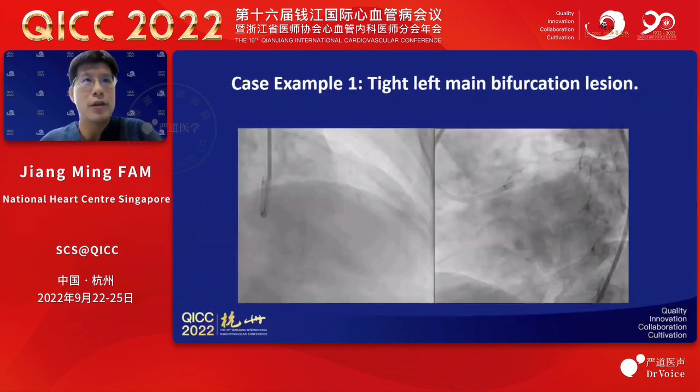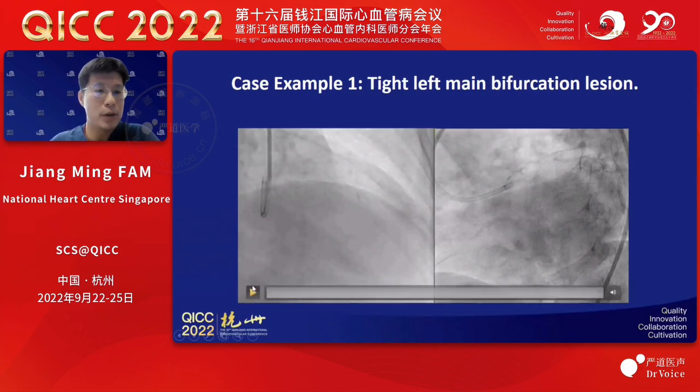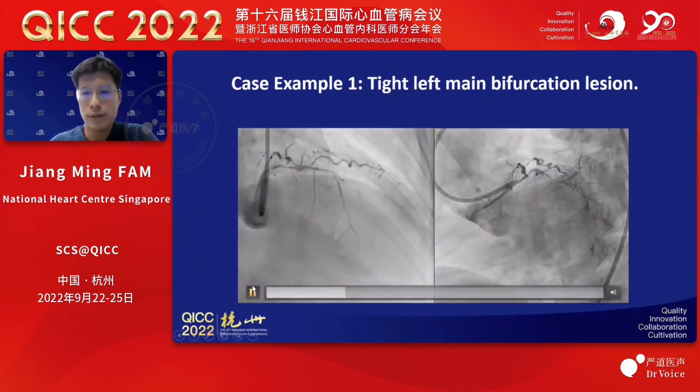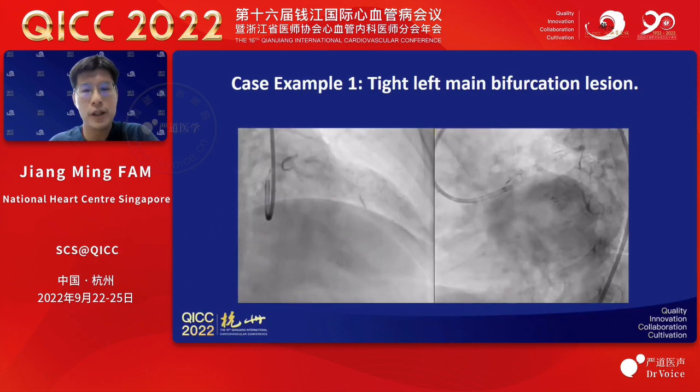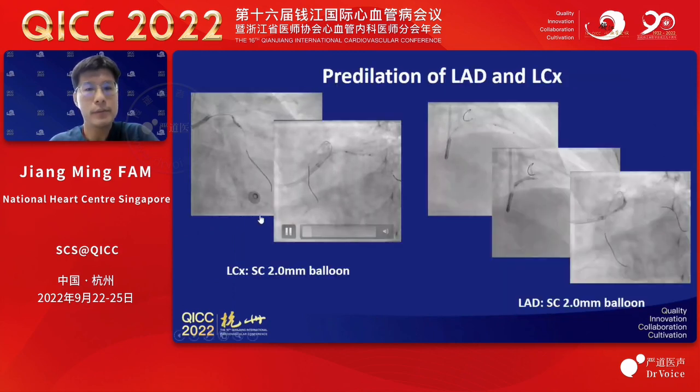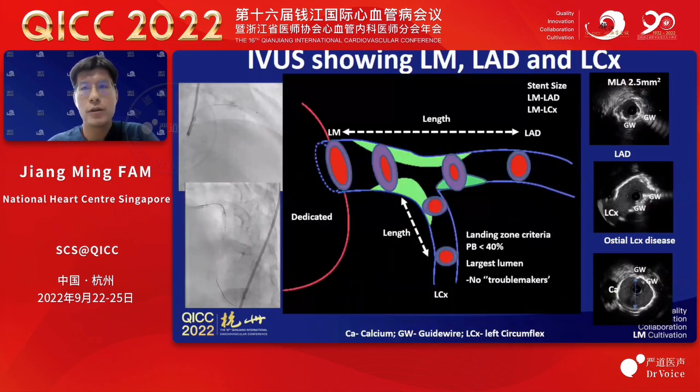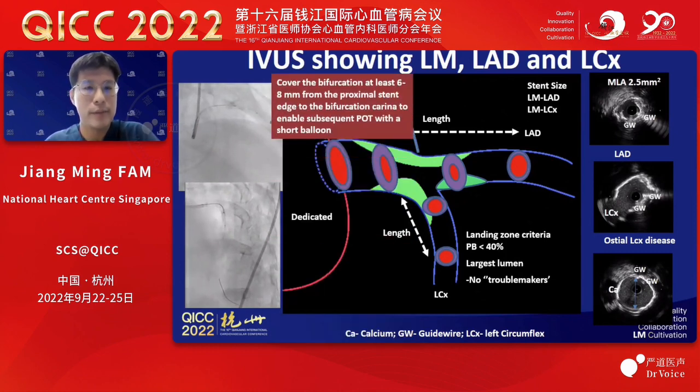I've got two case examples to show. The first example is that of a tight left main bifurcation with TIMI 2 flow down the LAD. We elected to do a pre-dilatation of both vessels with a 2.0 balloon. IVUS pullback showed the very tight LAD lesion with a diseased circumflex as well, suggesting that we should actually consider an upfront bifurcation strategy. The important thing is to cover the bifurcation at least 6 to 8 millimeters from the proximal stent to the carina to enable subsequent POT with a short balloon.